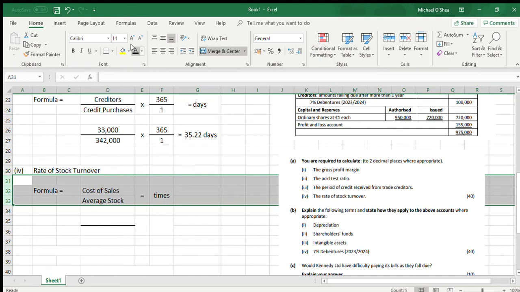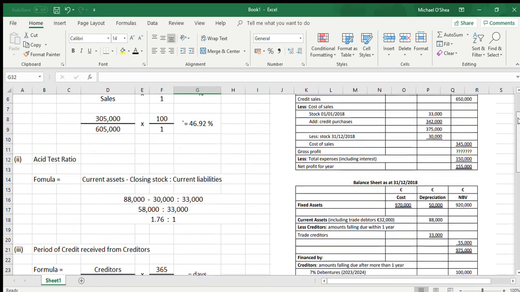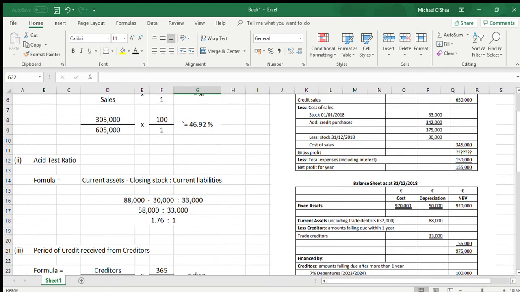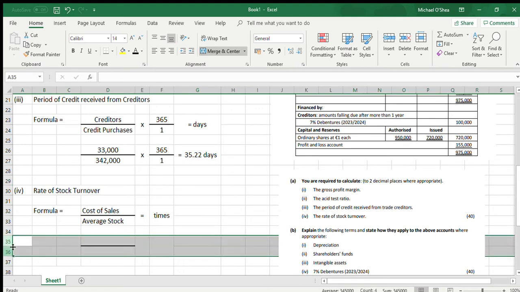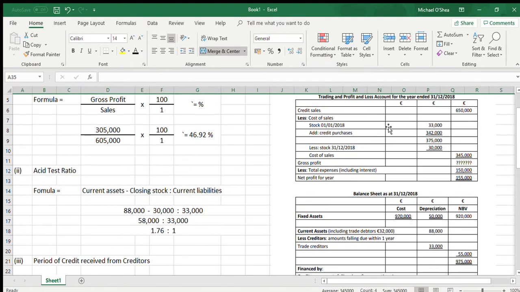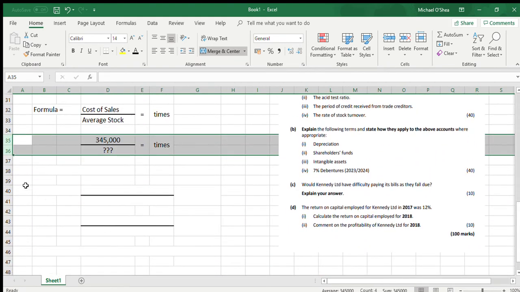So first thing we have here is our formula. Our cost of sales divided by our average stock equals times. My cost of sales, again given in the question, is 345,000, and my average stock, we're going to have to work out average stock. So cost of sales divided by average stock equals times. So my answer is in times. Again, we don't know what average stock is. There is nothing here that tells us what average stock is, but it is a formula in itself.